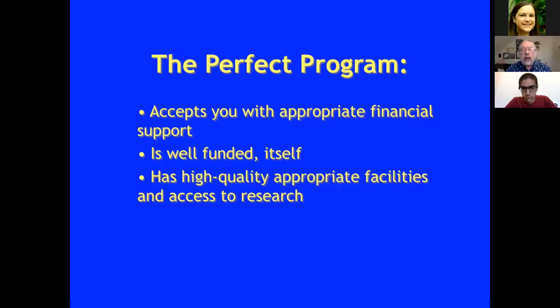Has high quality, appropriate facilities for your research. If you are doing research that requires a $3 million laser ablation mass spectrometer, it's very nice if you are in a graduate school at an institution that has one and you don't have to fly to another part of the country in order to run your samples in a very brief and high pressure interval.